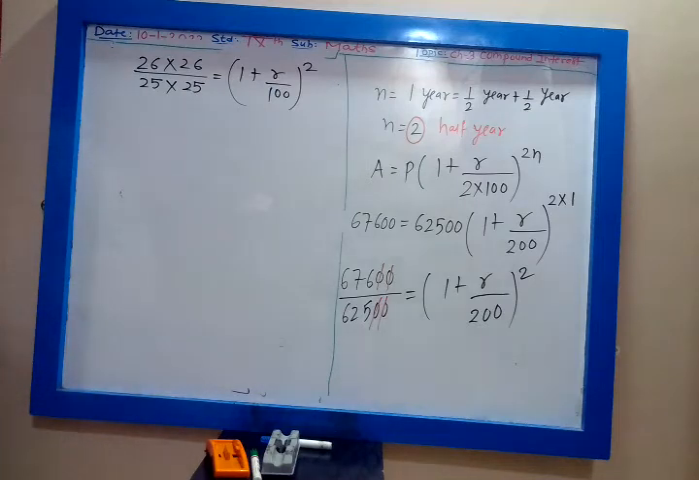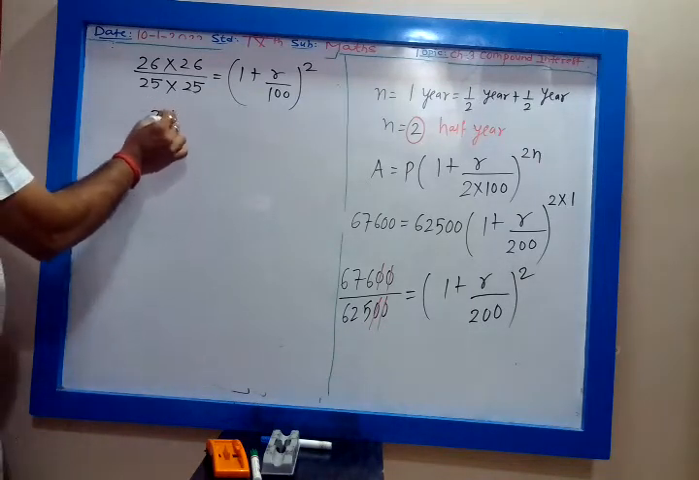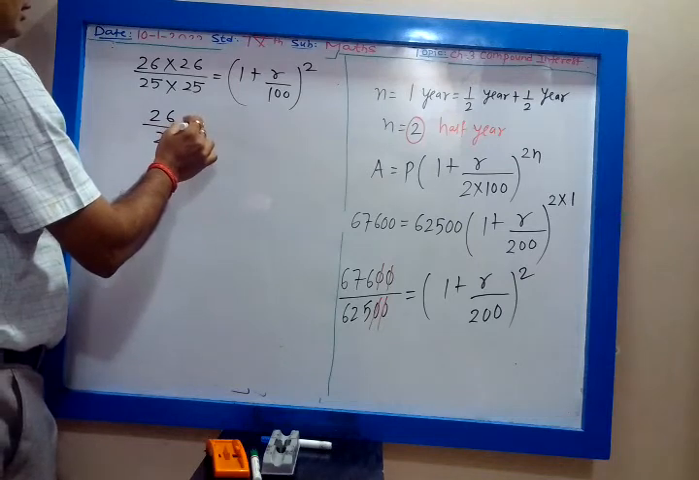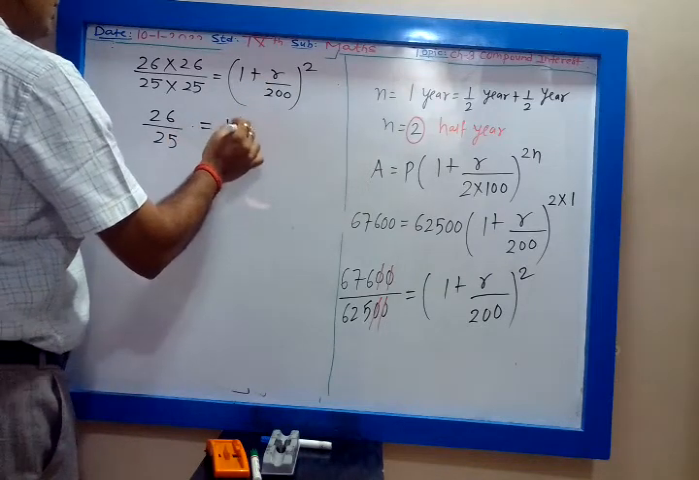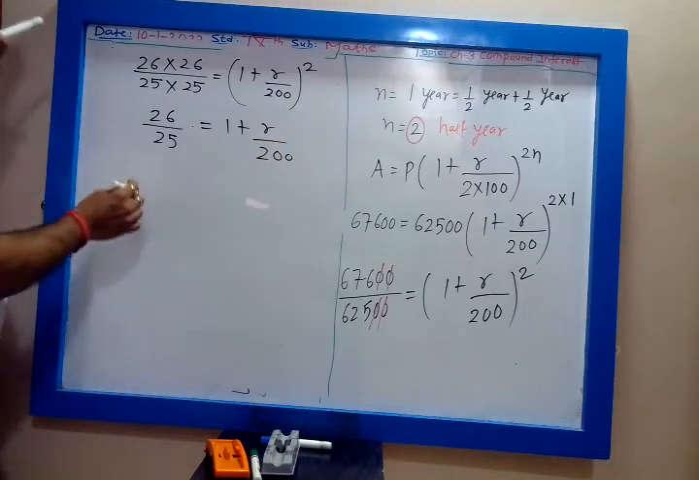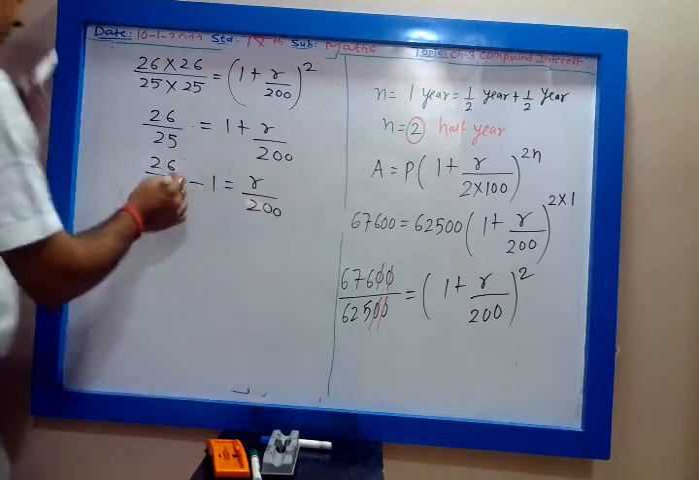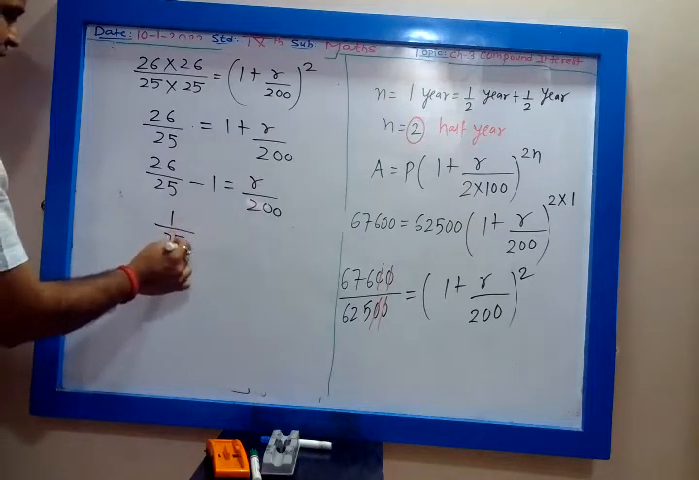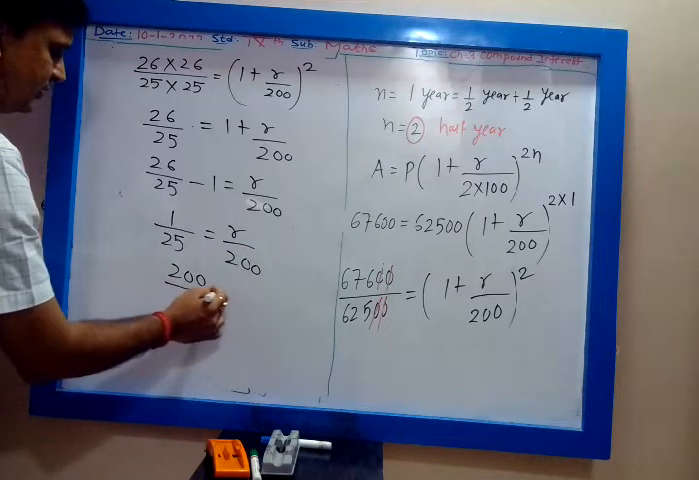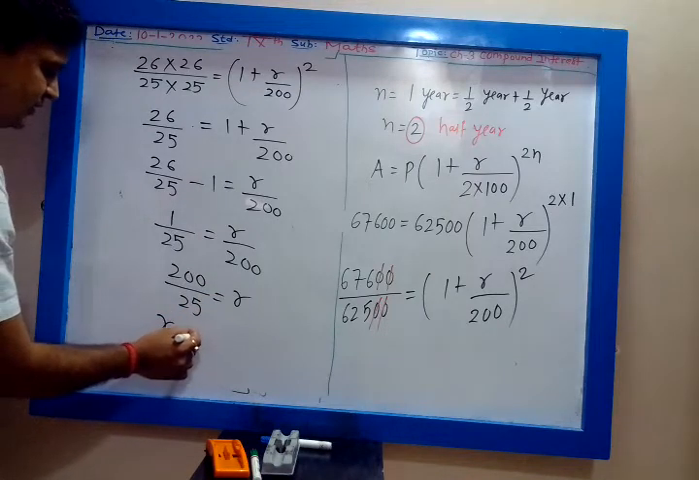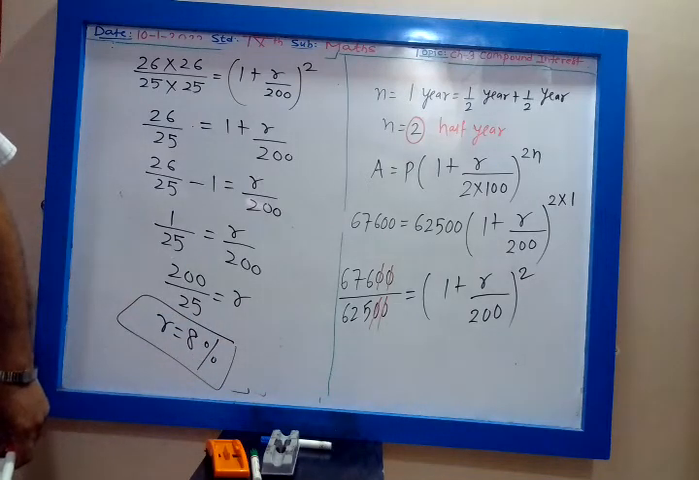Okay, so simplify, what will you get? So 26 upon 25 is equal to 1 plus R upon 200. So 26 upon 25 minus 1 is equal to R upon 200. Cross multiply: 1 upon 25 is equal to R upon 200. So 200 upon 25 is equal to R. So R is equal to 8%.